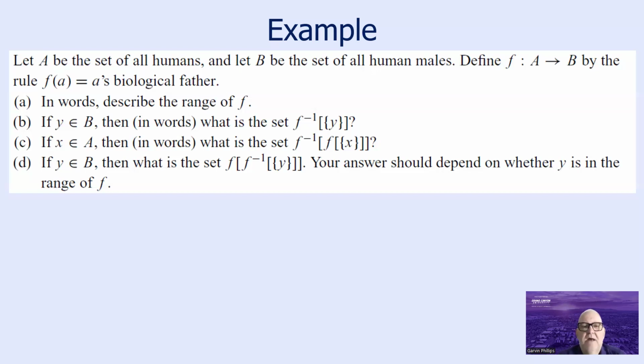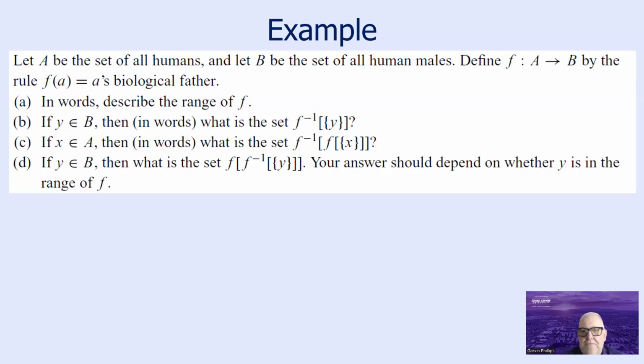If Y is an element of B, so Y is a human male, then in words, what is the inverse of the set Y, a subset of B? And then consider what that means, and do the same if X is an element of A. In words, what is the inverse of the set of X's? Remember, X is an element in A, so that means X is any human. You pick the human. Actually, don't. Your audience always picks the human, so whatever they decide.